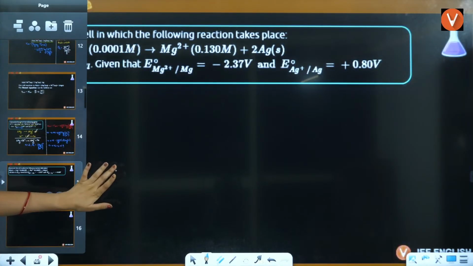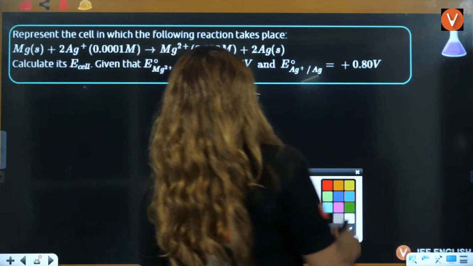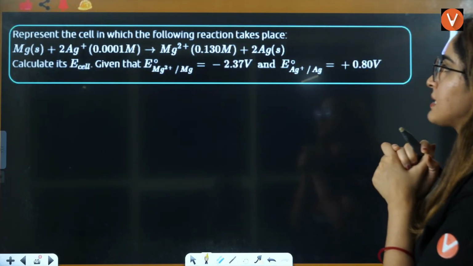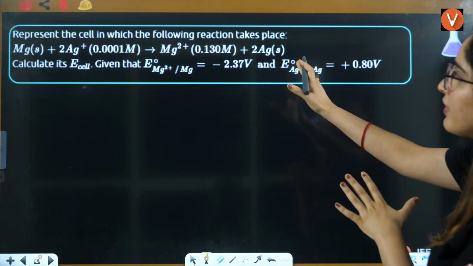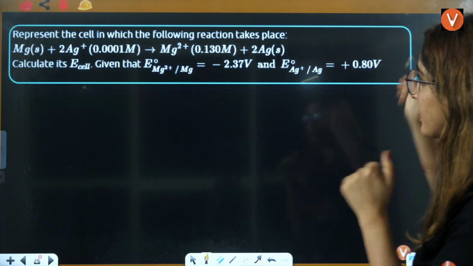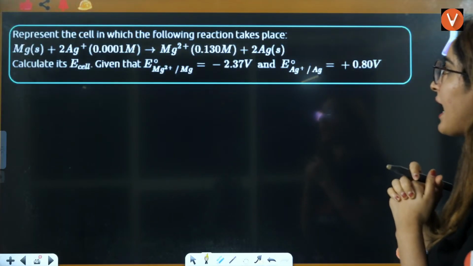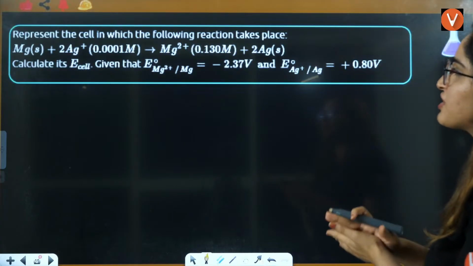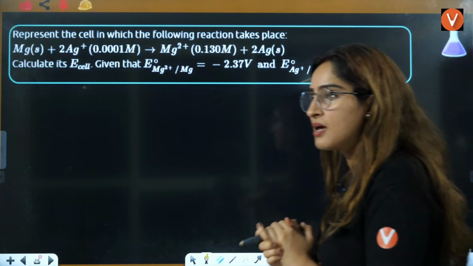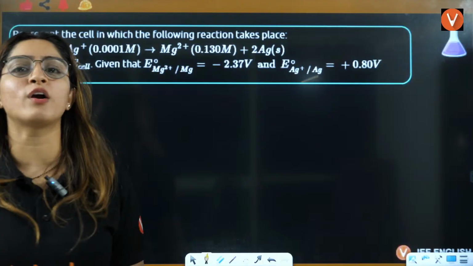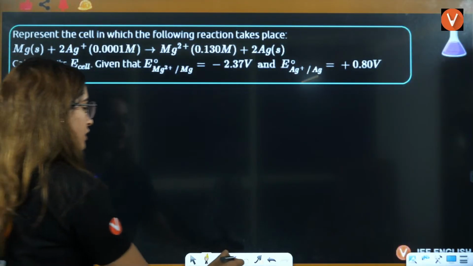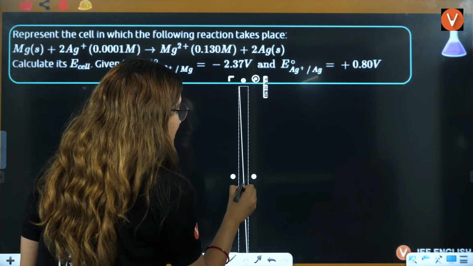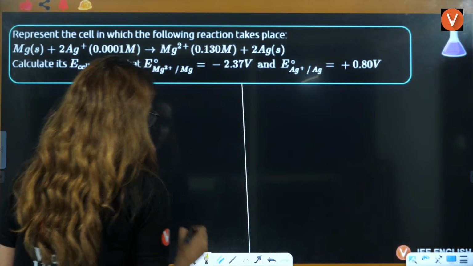Guys, now let's see the next question. Let's see this. Here they have given the reaction, so that is very sorted. They are saying E naught of Mg is this, E naught of Ag is this, calculate E cell. Now E naught cell is not given to me. So firstly I'll calculate E naught cell here.